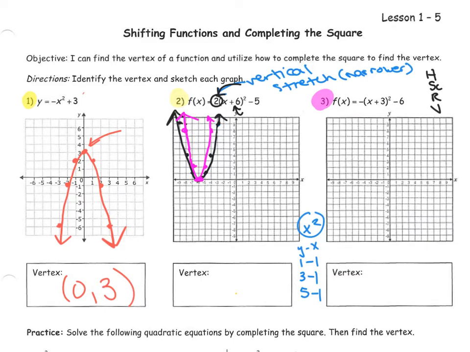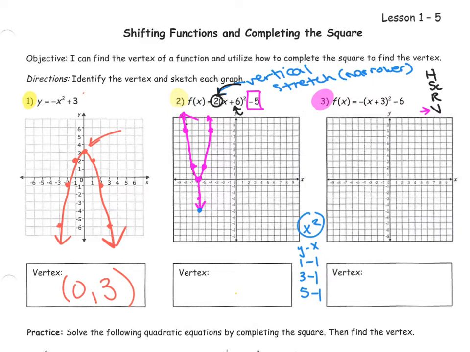Okay, all right. And now, for my last step, I'm going to do the vertical shift. The vertical shift happens last, so I'm going to bring this down by 5. 1, 2, 3, 4, 5. So I'm going to bring this all the way down. Okay, so I'm moving it down by 5 units, so I have a point here.